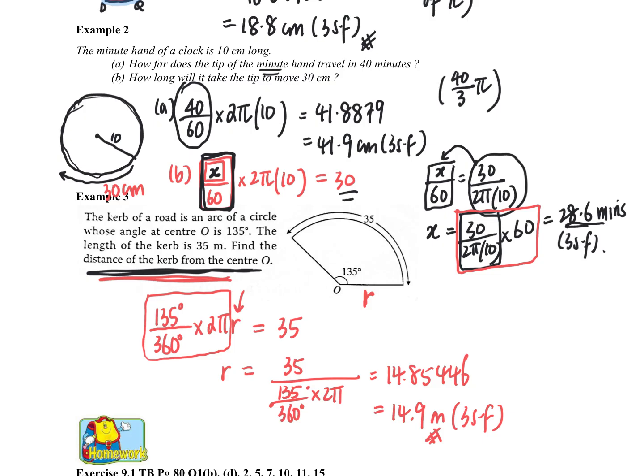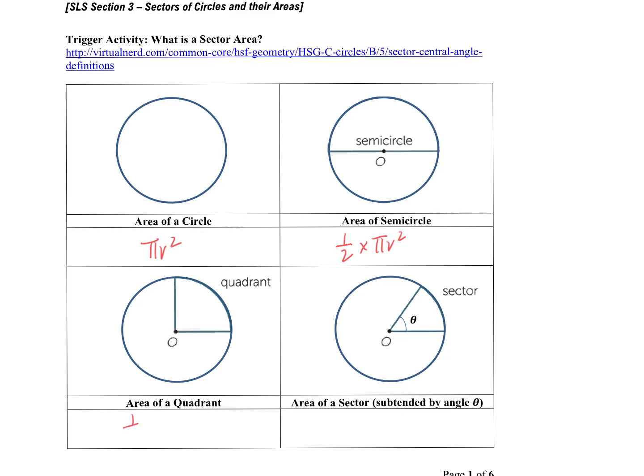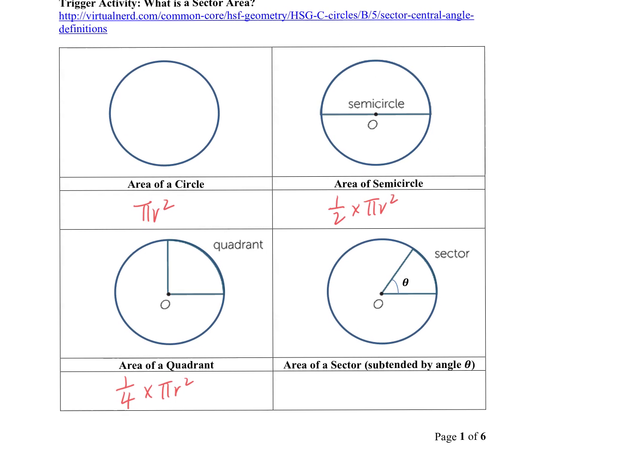Okay, next one. It's area now. Quadrant. 1/4 of a pi r squared. So what about that sector? Yeah, so we find that fraction times pi r squared. So it is like your arc length, but just that now we are talking about area. We change the 2 pi r to pi r squared.